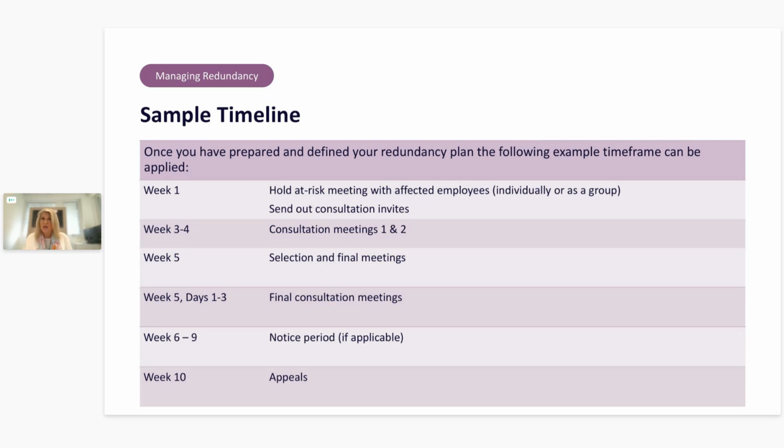Week 6 to 9 is where the notice period is worked or paid in lieu. So you confirm redundancy and final pay, including the statutory pay, notice pay, accrued holiday, or any other contractual entitlements. And we'll talk through this in a bit more detail in the next slide. And week 10, if any appeals are made, these will need to be heard and responded to in a timely manner.